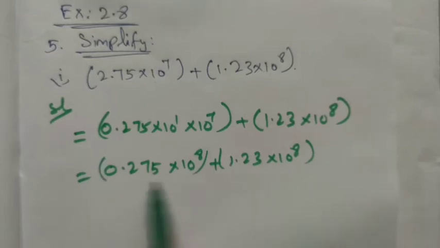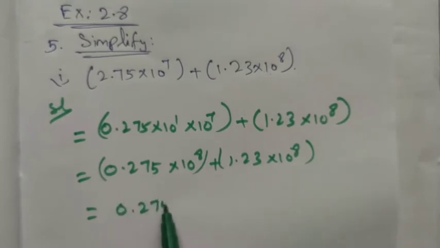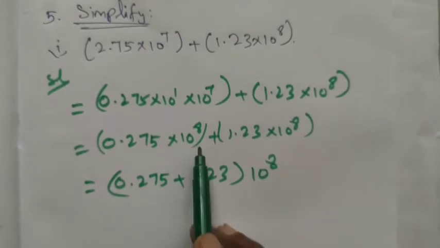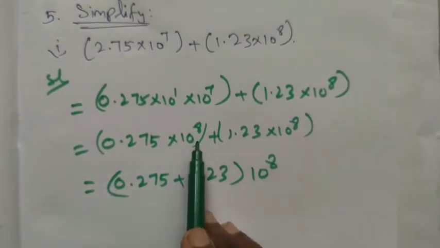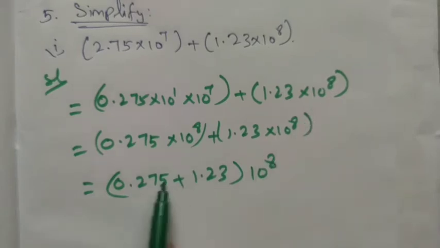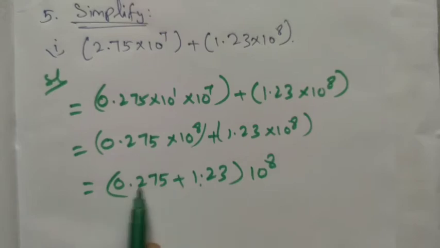So in the two terms we have 10 to the power of 8 as the common factor. I take it outside. Then (0.275 plus 1.23) into 10 to the power of 8. If I take 10 to the power of 8 outside, we choose the highest power, don't choose the 7. Then you have to convert the remaining terms. Now add these two terms.